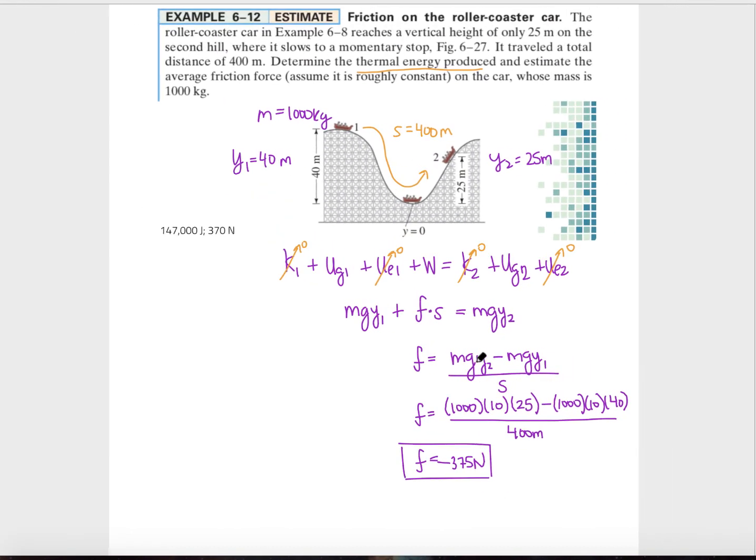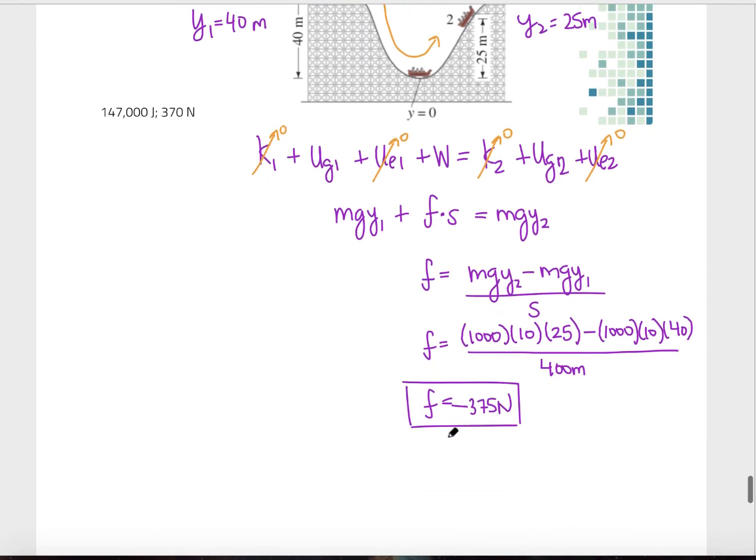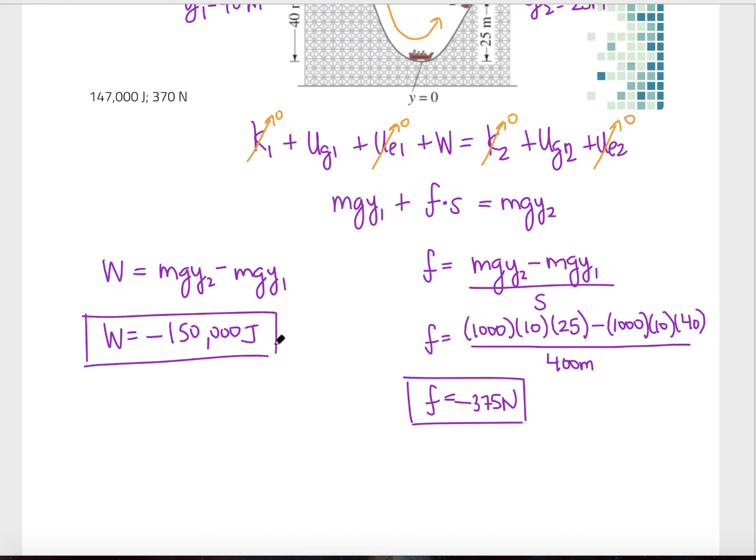Now, looking at this, I actually realized that we should have determined the thermal energy produced first instead of finding the friction. But that's easy because we can back up a second. So if we look at this and we just want to know the thermal energy produced, we want to know the work done by friction, which is going to be the change in our potential energies. So that'll be mgy2 minus mgy1. And so going through this process, we can actually just take our force that we already found and multiply by 400 to get it. And we see that our work done by friction in this case is negative 150,000 joules. And of course, it's negative because friction is taking energy out of our system.